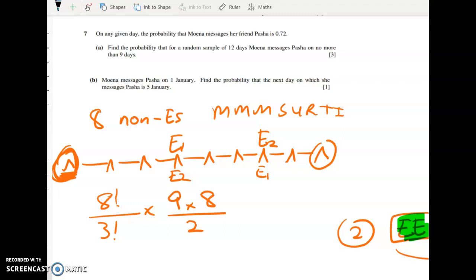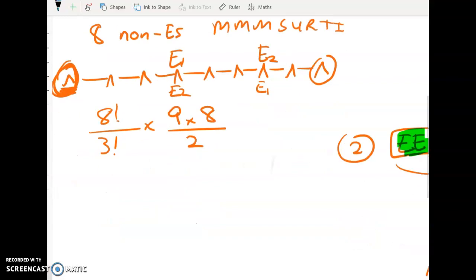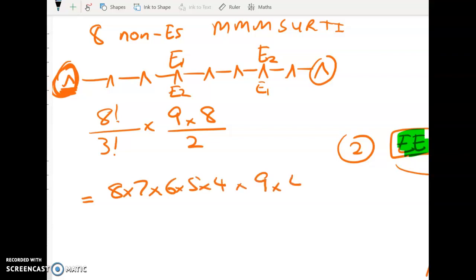So let's see if we're going to get the same answer, right? And we should get the same answer. So put that into your calculator or do it by hand. We get 8 times 7 times 6 times 5 times 4 times 9 times 4 from here. And that gives me, happily, the same number. So 241,920.